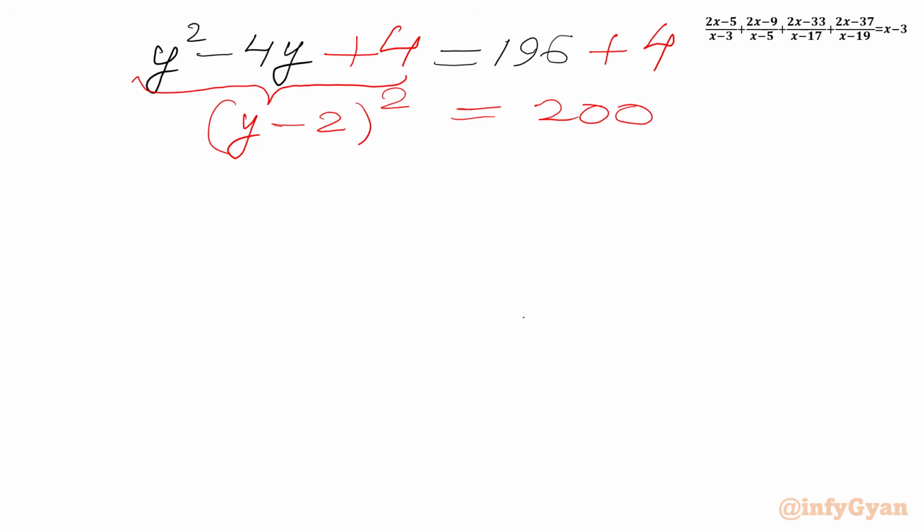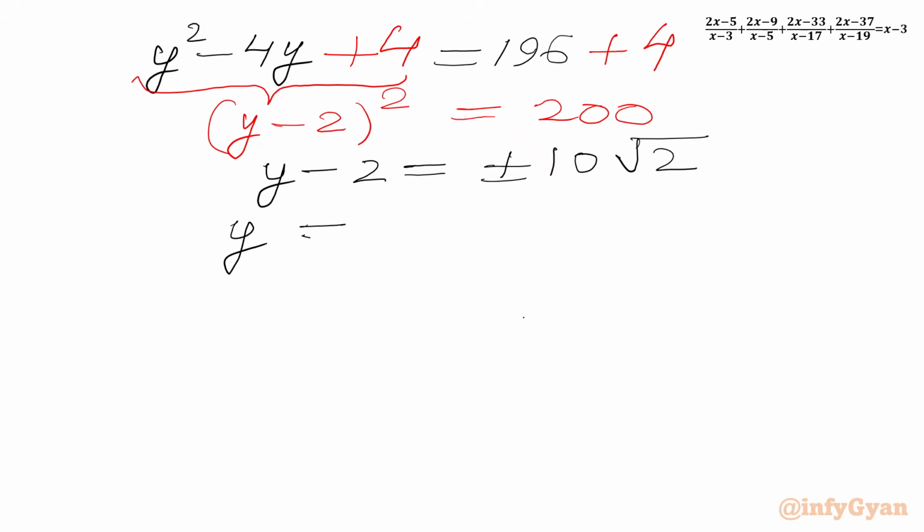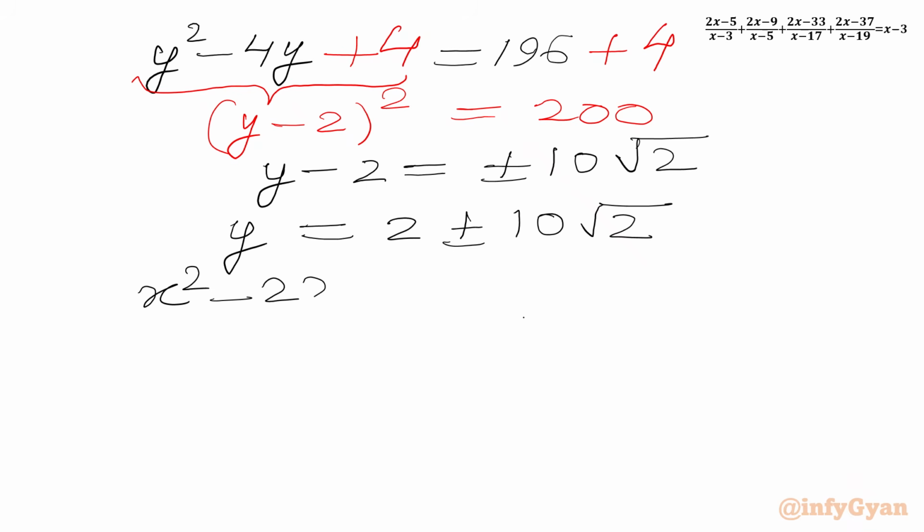Now we will take the square root on both sides. So y minus 2 will be equal to plus minus 10 square root 2. Now by adding 2 to both sides, we are going to get the y values: 2 plus minus 10 square root 2. Now y was our substitution, x square minus 22x plus 71. Let's write x square minus 22x plus 71 equal to 2 plus minus 10 square root 2.